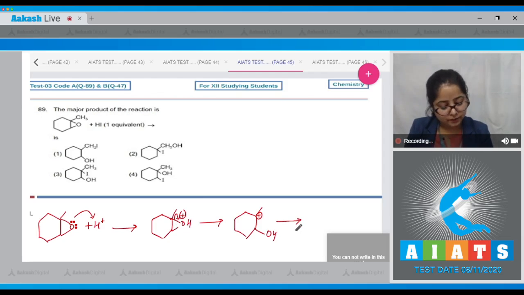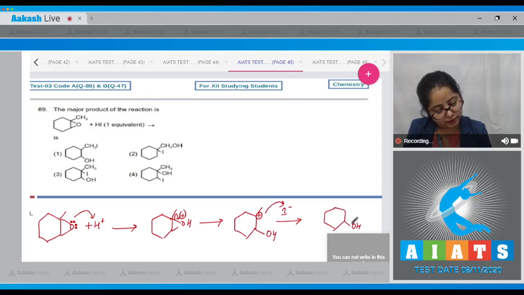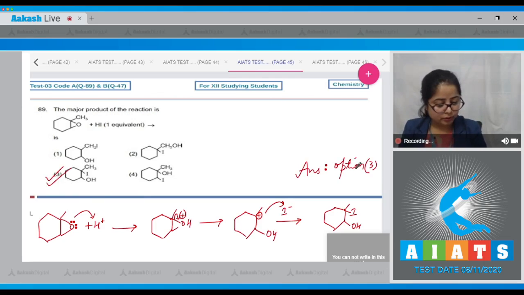So now the carbocation will be attacked by I minus, and the compound so formed is, here it will be OH and here it will be methyl and then iodine. That means the correct answer for this question is option number 3. So answer is option number 3.